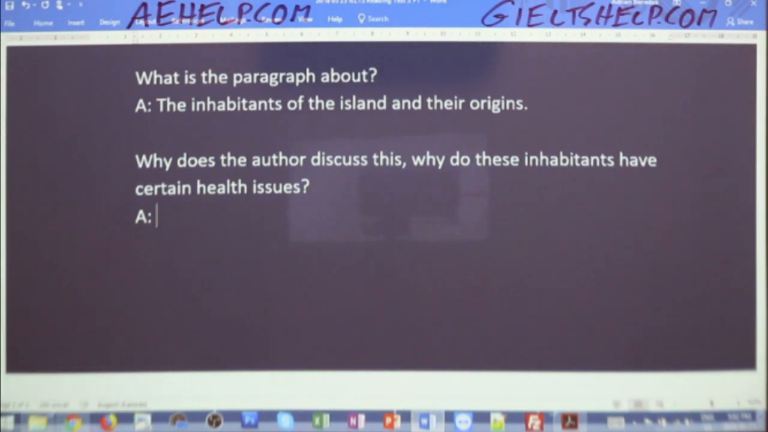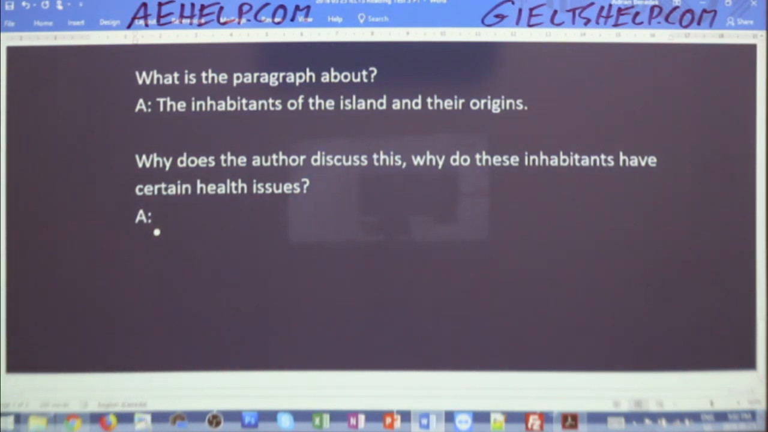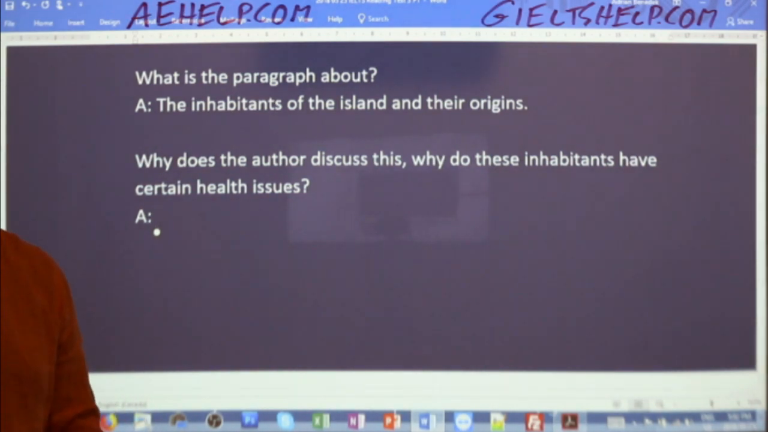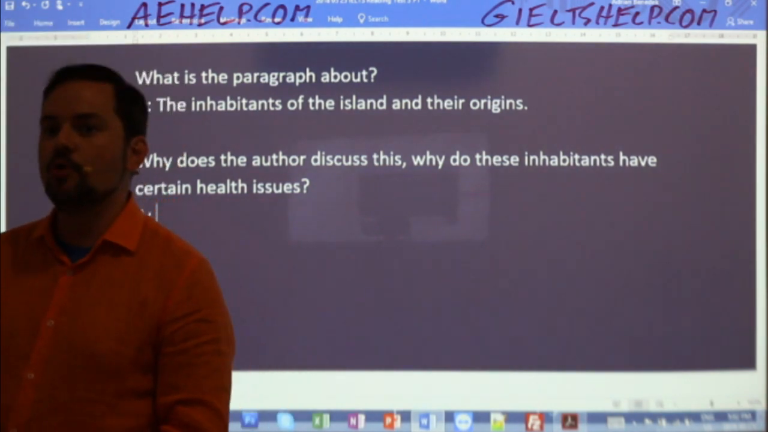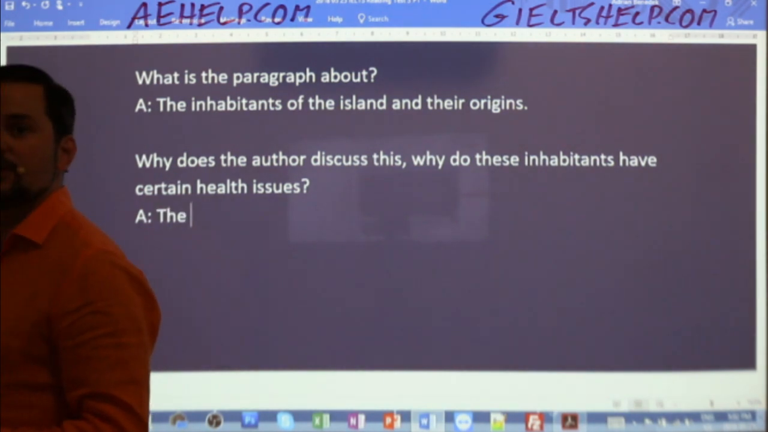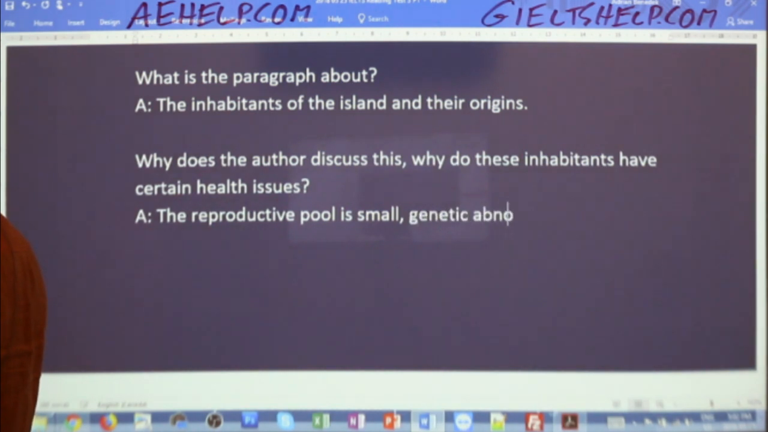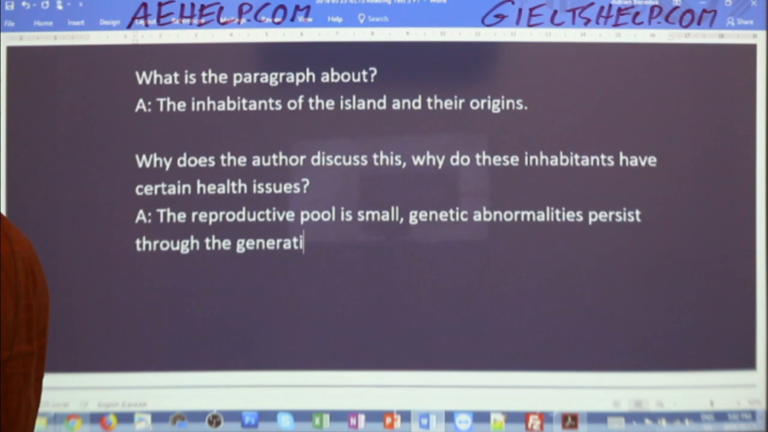Okay. So some of you who are thinking about this kind of a question, good on you. You're on the right track. What's the answer? Yeah, the reproductive pool is small, so try to answer these as fully as possible. Jeffrey, you have the right start there. The reproductive pool is small, so genetic abnormalities persist through the generations. Okay?